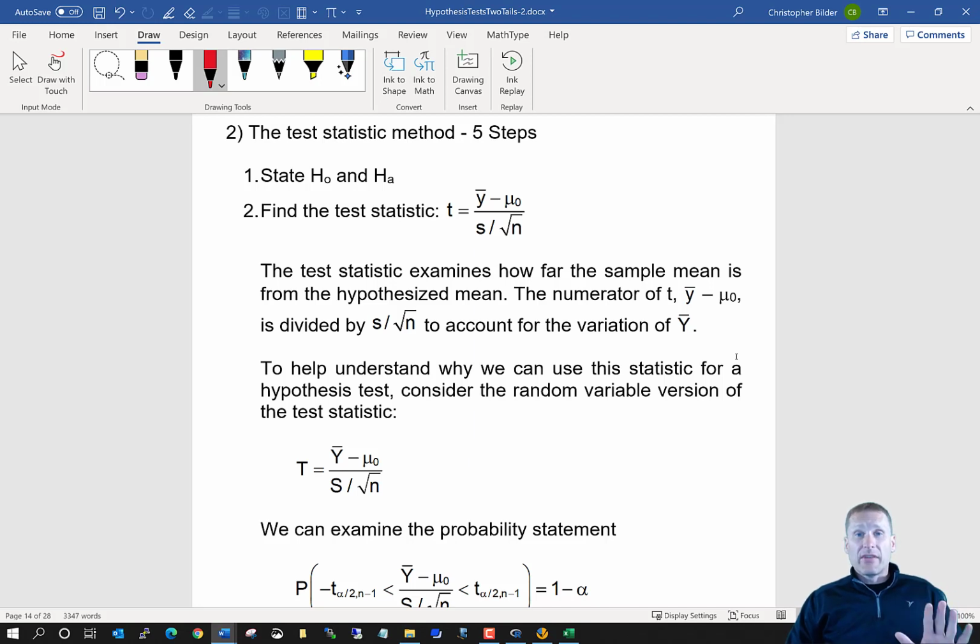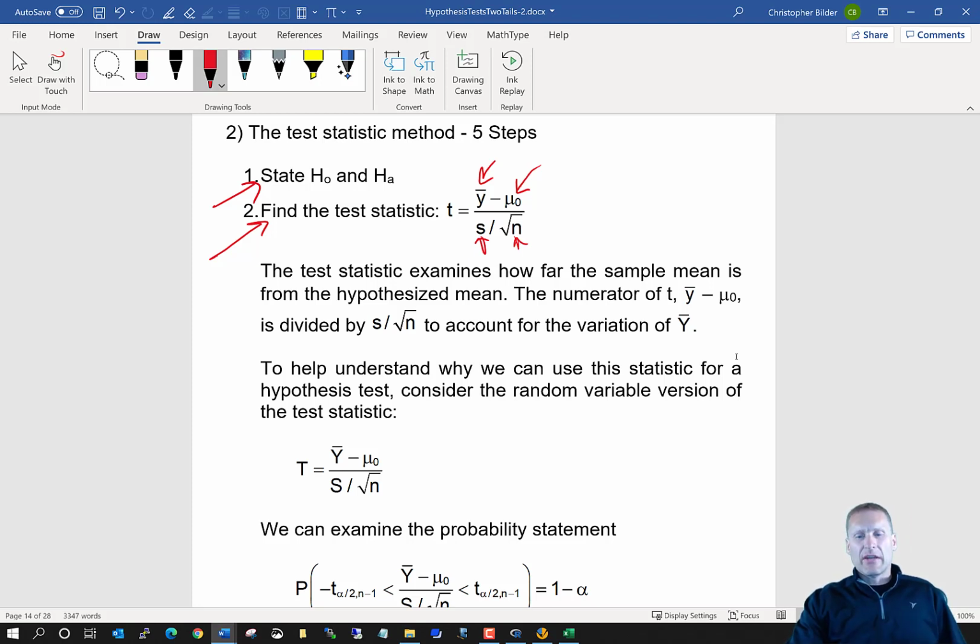There are 5 steps. First, state your H0 and HA just like what we did with the confidence interval method. And then step 2, rather than finding a confidence interval, we're going to find what's called the test statistic, where we find the sample mean, and now we subtract off that hypothesized value. So what this essentially is, when we're forming the statistic, we're assuming that H0 is true by forming this test statistic. And then we divide by s, which is also divided by the square root of n.